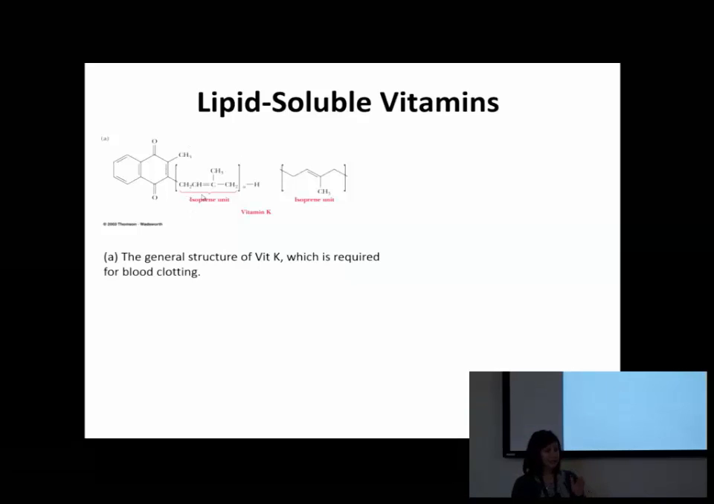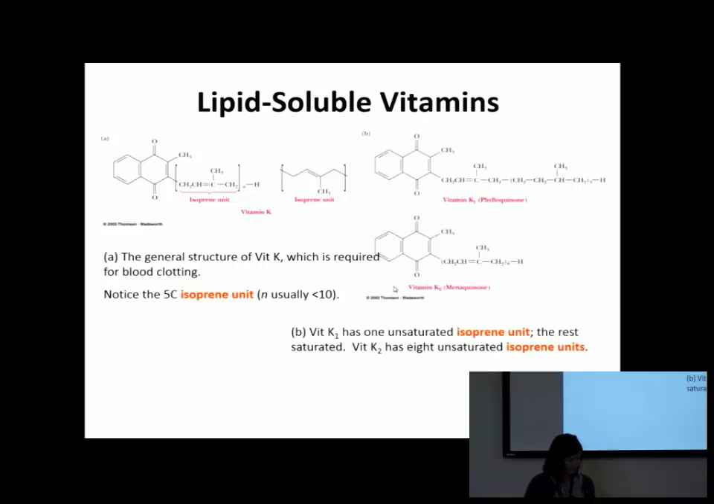So you can imagine it doing it again here, although it's not going to be as hydrophobic because here it's only 5 carbons. So here is vitamin K1 and vitamin K2. All right, so how does it work? What is it going to do to cause blood clotting?